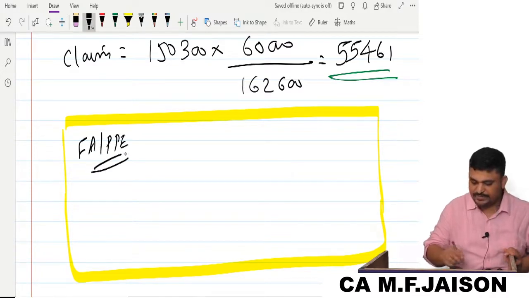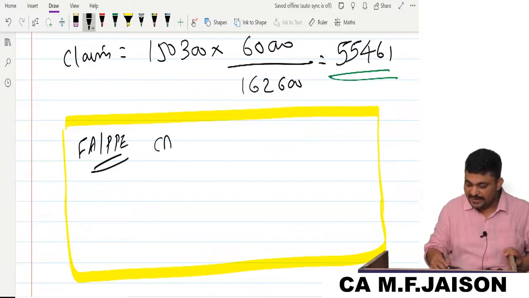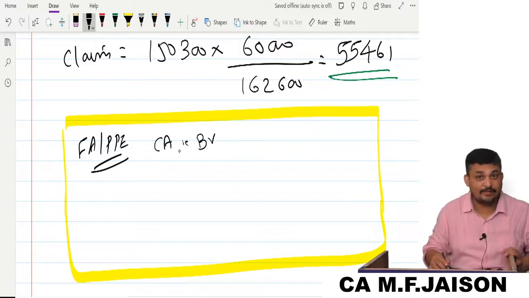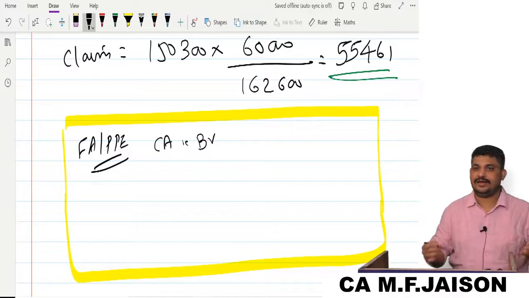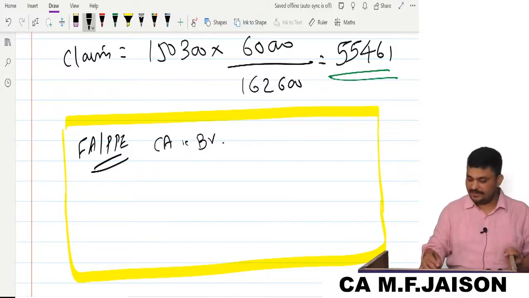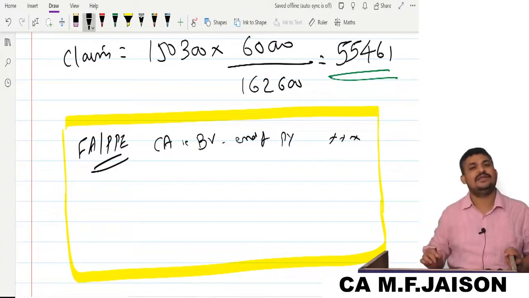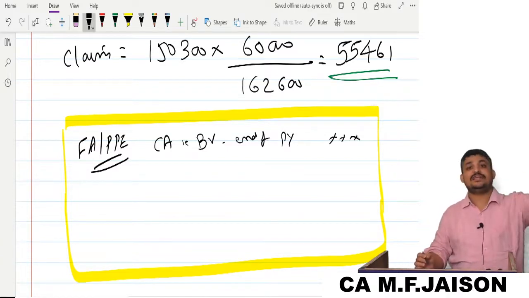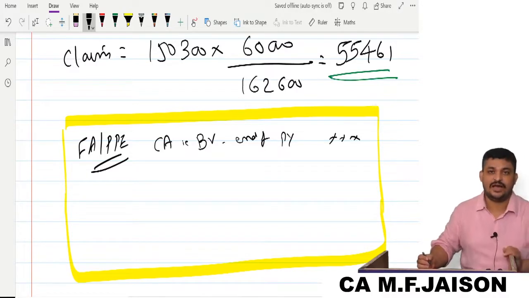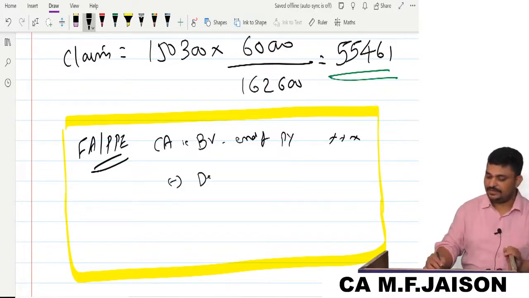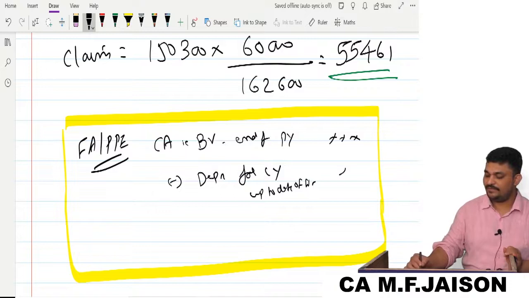If there are some fixed assets or PPE, what should we do? We call this carrying amount, or it is called book value, by the end of the previous year. Why do you start with the previous year? Because the previous year financial statement is available, we already told you. Then we should charge depreciation for the current year up to the date of fire.